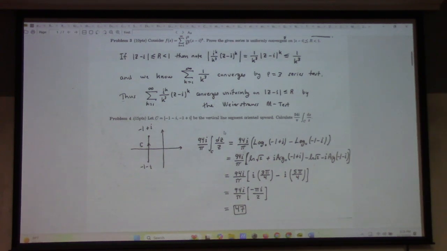Others of you are using residue there. I don't know what that means. It's not a closed curve. Residues are for closed curves, or at least for indented ones. Conveniently equals 47.